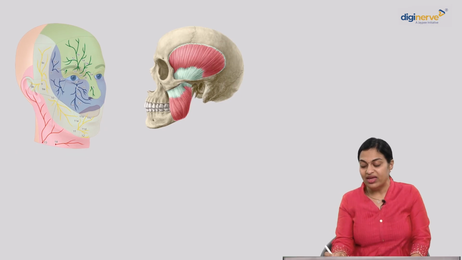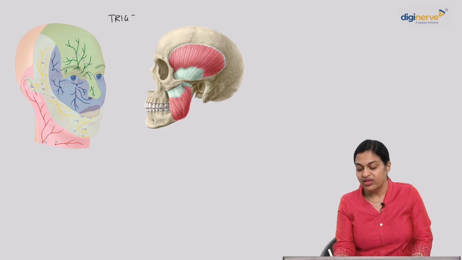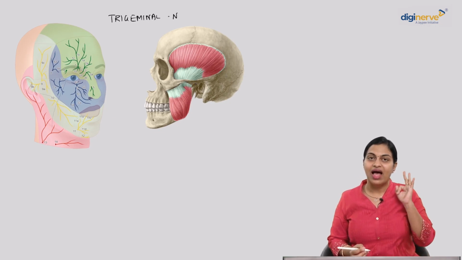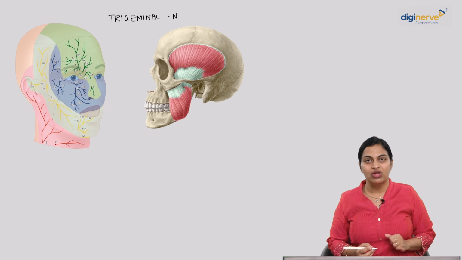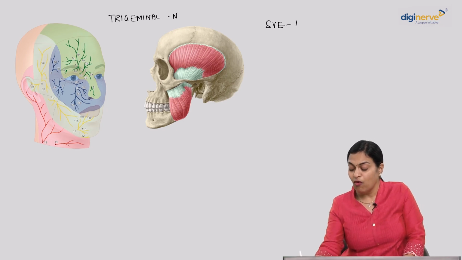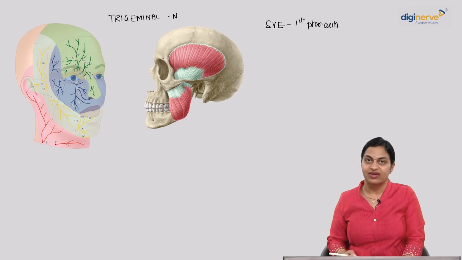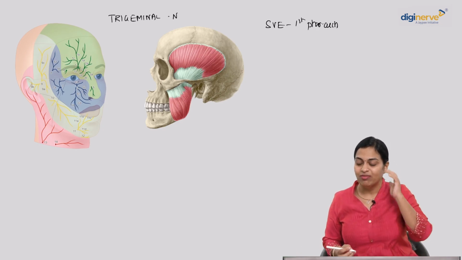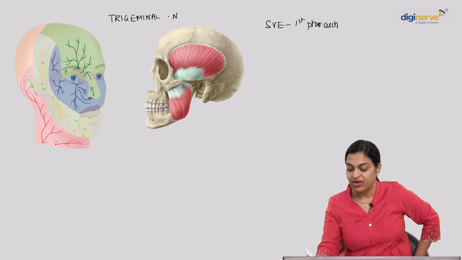Then moving on to the trigeminal nerve. What are the 3 components of the trigeminal nerve? Yes, ophthalmic, maxillary, and mandibular. What are the functional columns of the trigeminal nerve? We saw it under special visceral efferent, the nerve of the first pharyngeal arch as mandibular nerve, isn't it? What are the muscles innervated by the mandibular division of the trigeminal nerve?